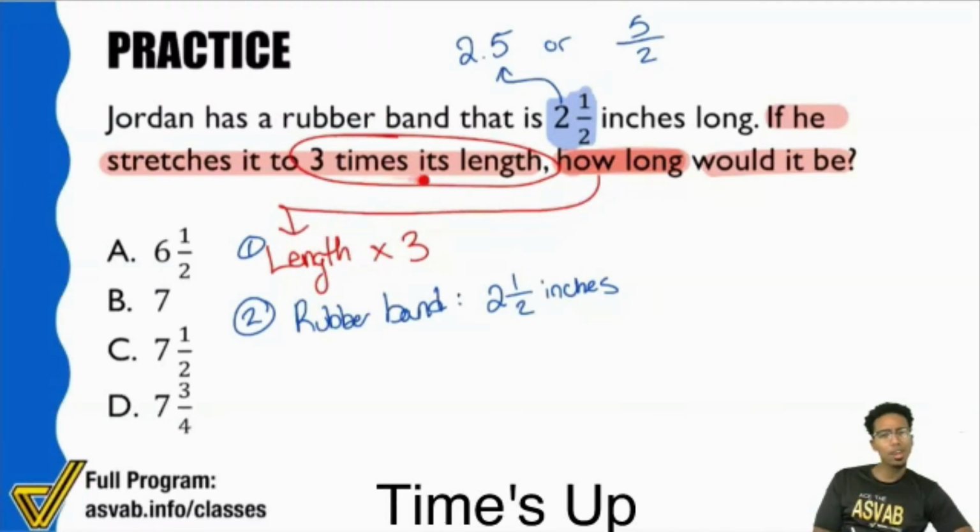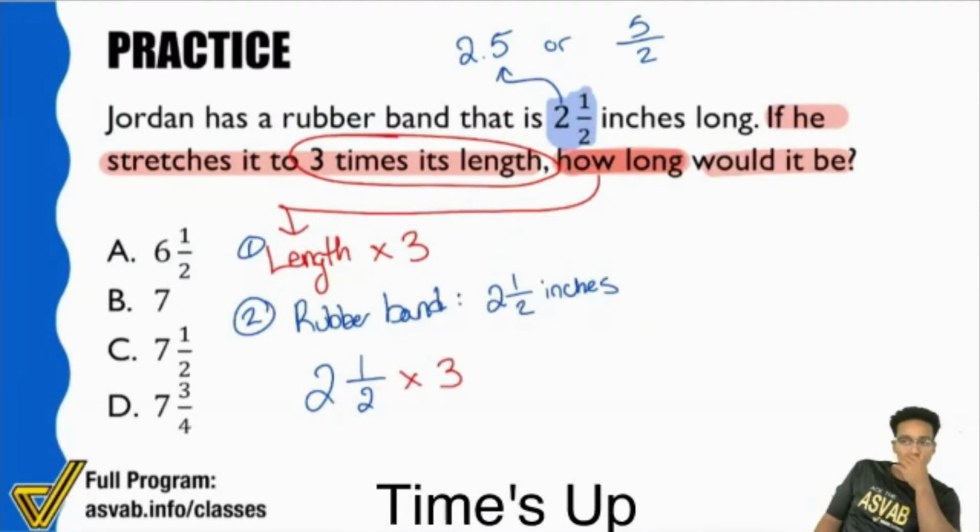Everybody, did they kind of give away what we need to do here? Kind of gave it away, right? 3 times, yeah, kind of gave it away. And so what we're going to do here is we'll go ahead and calculate nice and firm. We're going to be multiplying the length by 3. The length is 2.5 inches. We'll multiply that by 3. And let's get to work.